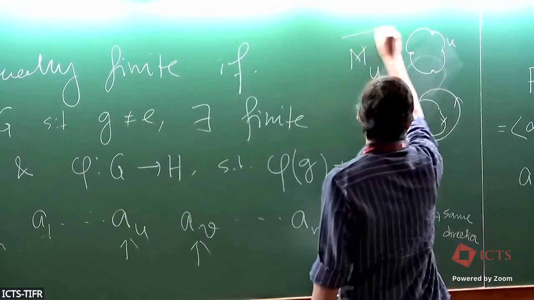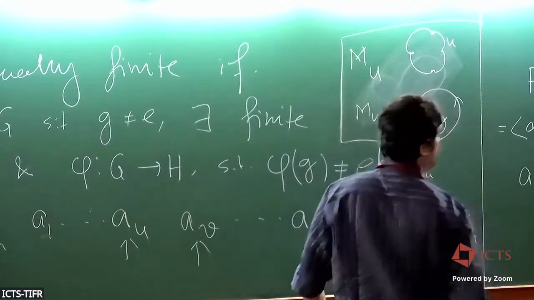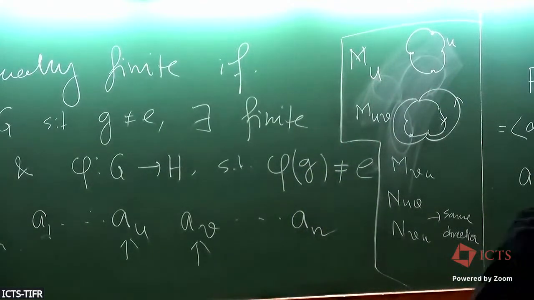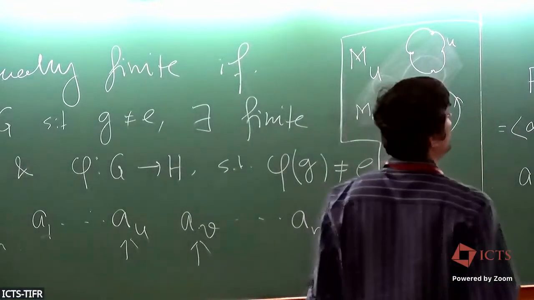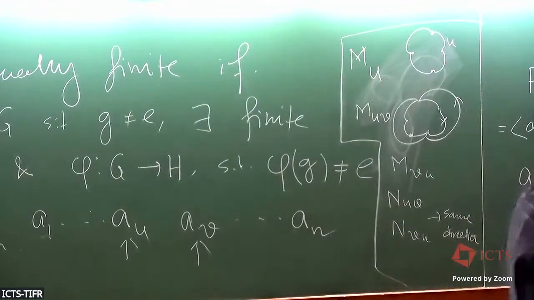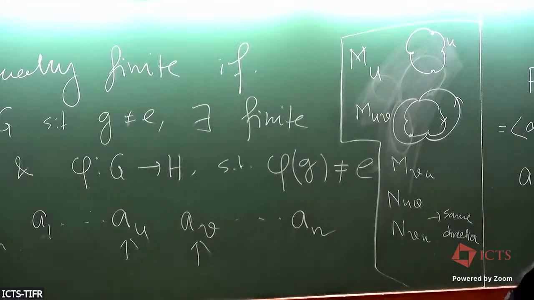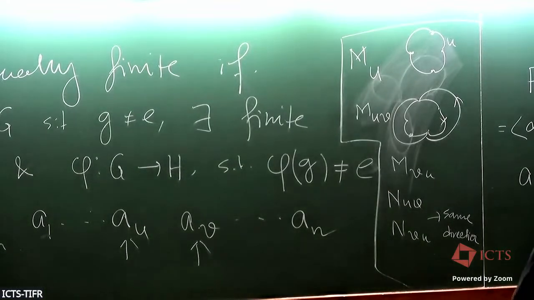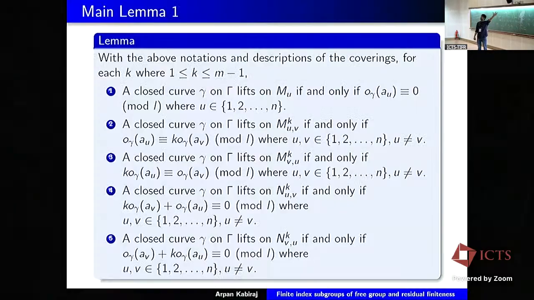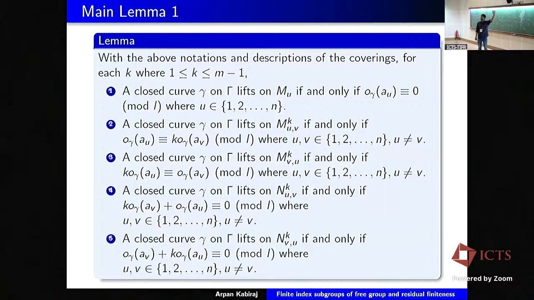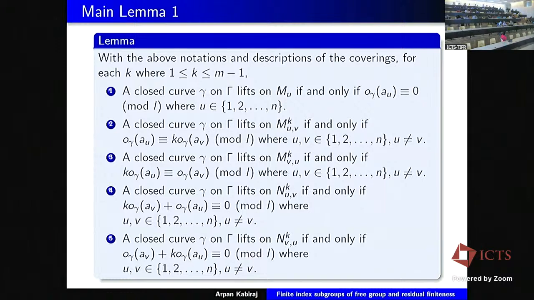So these are my 5 classes of coverings that I'm going to consider, and this lemma tells you what exactly are the descriptions of the curves which lift to these covers. So first one says that its order of AU has to be congruent 0 modulo L, gamma lifts to MUV, and all these things. Okay. So this gives you a class of coverings for which we can actually exactly determine which curves lift to that, which curves do not lift. Yeah, this is a normal covering. This is finite index normal covering.